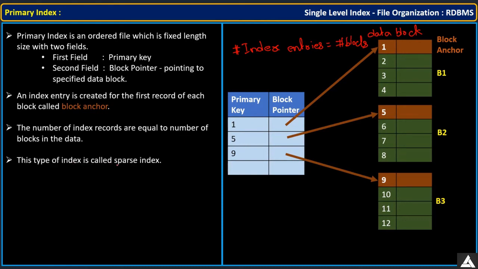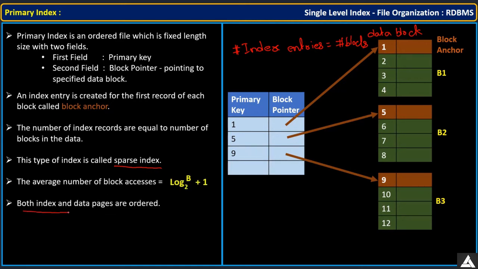This type is called a sparse index. As we discussed in the last lecture, what is the meaning of sparse index? In a sparse index, for every record we are not creating an index. Only for a few records we are creating an index. That is nothing but a sparse index. And one more thing, here both the data pages and index pages are ordered.